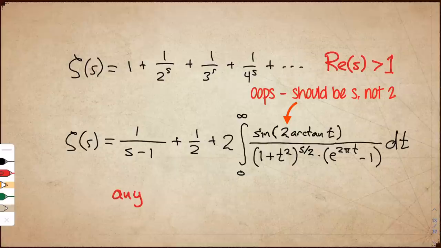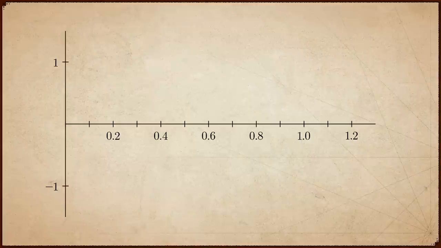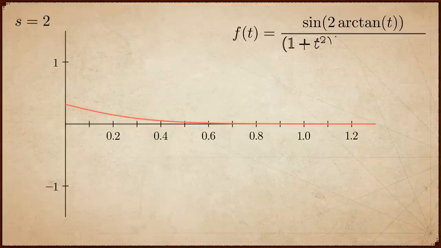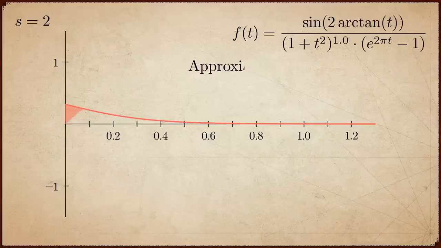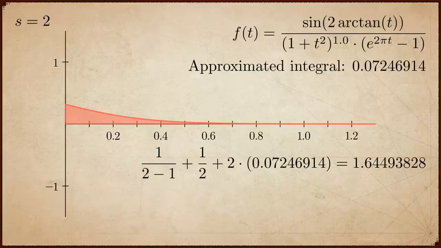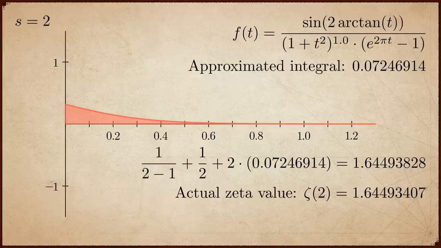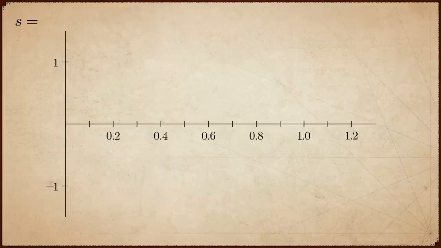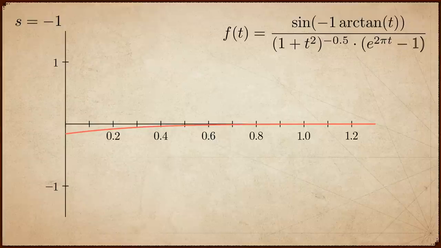Here, for any given s in the entire complex plane, except s equals 1, for example, s equals 2 or s equals minus 1 or any s value in the critical strip, I can plug the s value into the formula and then I have a very concrete integral I can compute numerically to get that specific Riemann zeta value. As an example, for s equals 2, the function we integrate looks like this. The integral is this area, and then we get the value zeta of 2. Similarly, for s equals minus 1, the function we integrate looks like this, and the area is here.